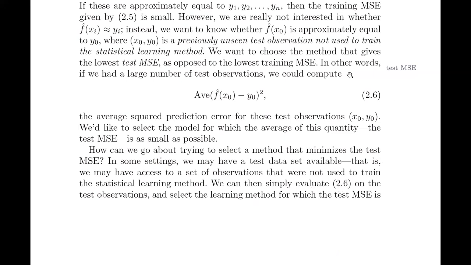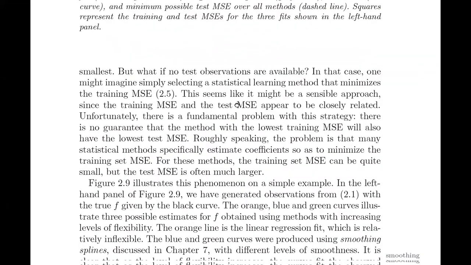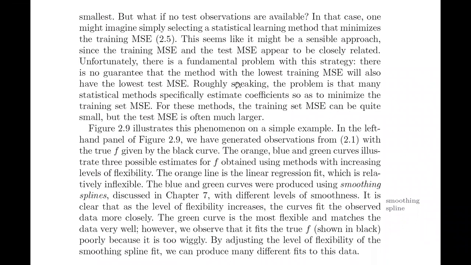We can then simply evaluate 2.6 on the test observations and select the learning method for which the test MSE is smallest. So you could try multiple models, and for each model, take the predictions and compare them against the out of sample data, and calculate a test mean squared error for each model. If you're only going to consider mean squared error as your way of judging the effectiveness of the models, you would simply go for the model that has the lowest test mean squared error.